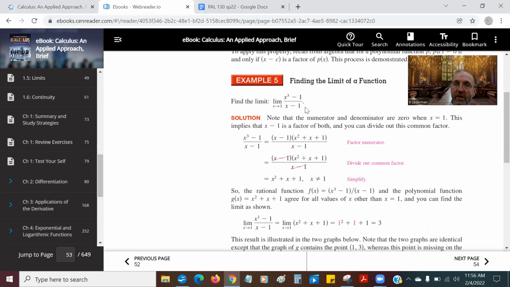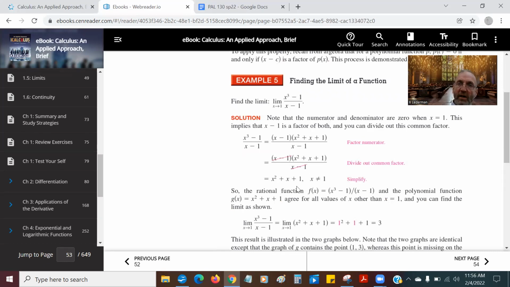I can cancel stuff. In other words, x to the third minus 1 is equal to x minus 1 times x squared plus x plus 1. You probably learned that in algebra at some point. It's called the difference of two cubes. And I'm dividing that by x minus 1. Well, I have the x minus 1 factor on top and the x minus 1 on the bottom. They just cancel out. I'm left with x squared plus x plus 1.